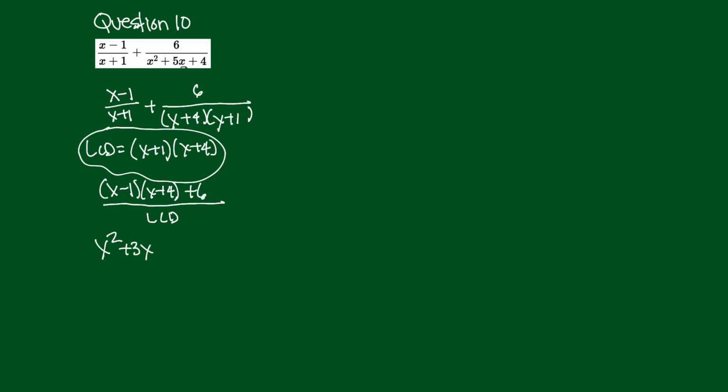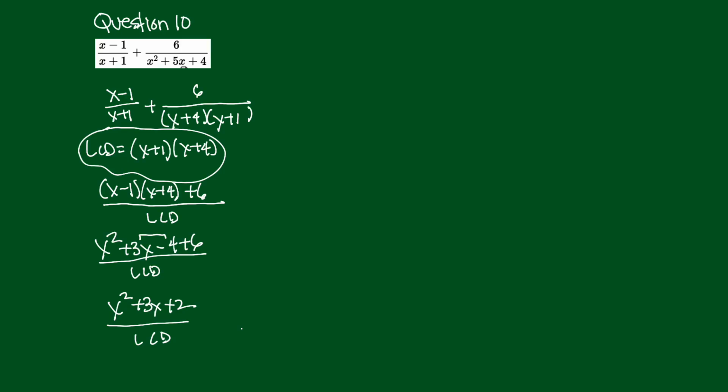And then negative 1 times 4 is negative 4. And then I have the plus 6 over LCD. This will give us x squared. Now, right in the middle, negative 3x. Oh, no, that doesn't combine. So I just get plus 3x. And then negative 4 plus 6 is plus 2, all over LCD.